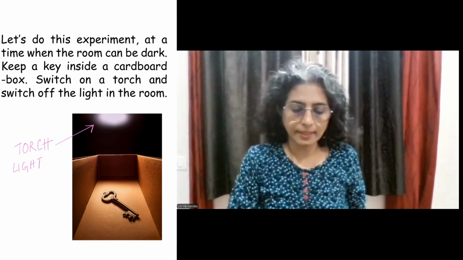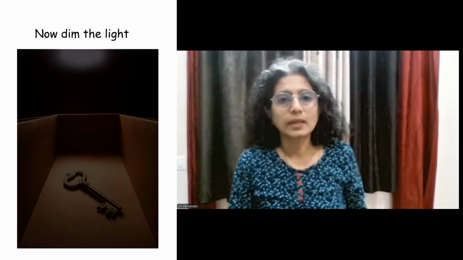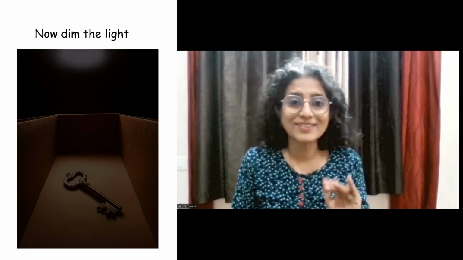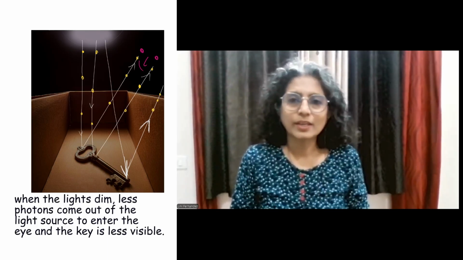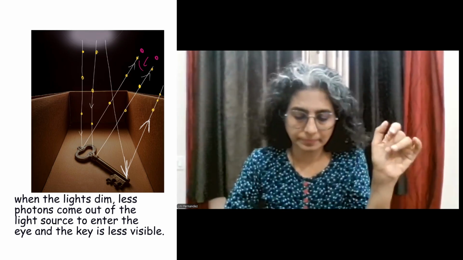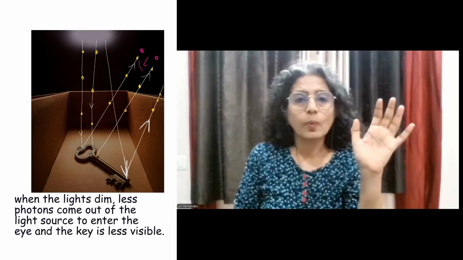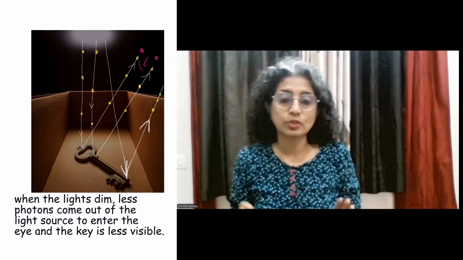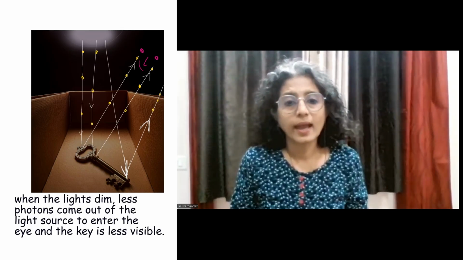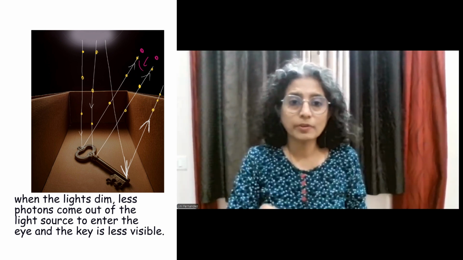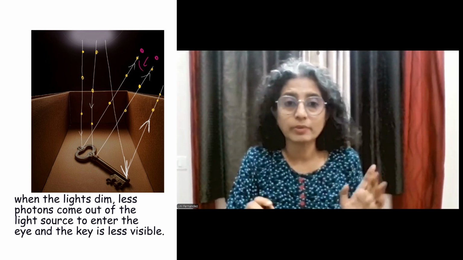Here, the key is clearly visible. Now dim the light. Now the light has been dimmed. You can barely trace the key. Can you see? The light is very dim and is getting down. When the light dims, fewer photons come out of the light source and enter the eye, and the key is less visible. Can you see that? So the number of photons is less. In the earlier picture, there were a lot of photons.